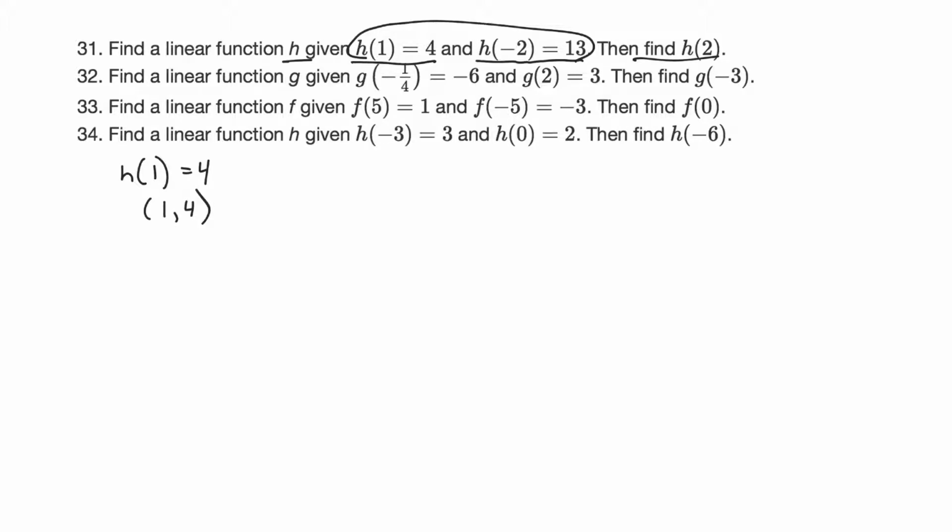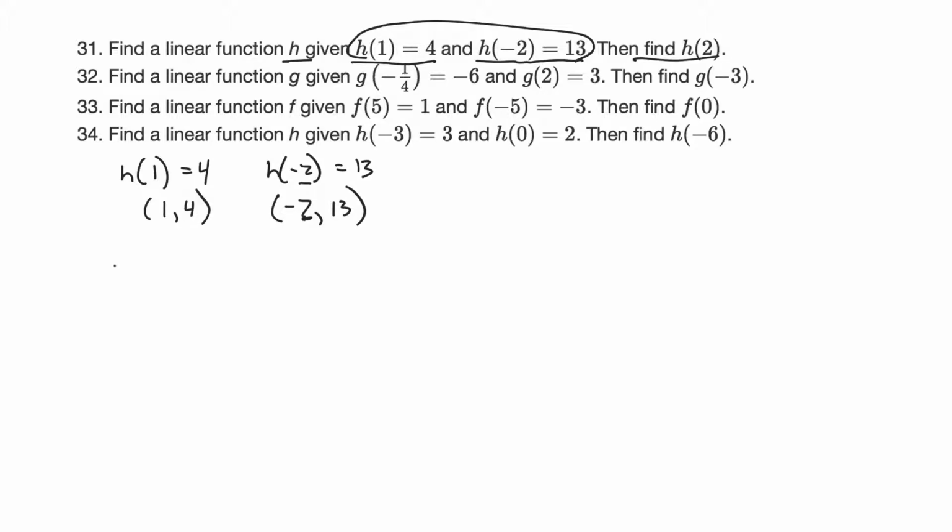The next one, h of minus 2 is 13. So on that function called h, when x is negative 2, y is 13. So I have another point right there. So in order to find the equation, I need to find the slope and the y-intercept.